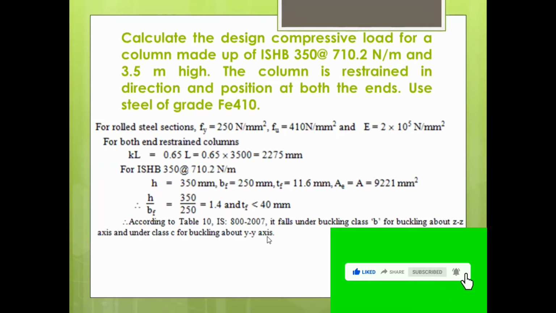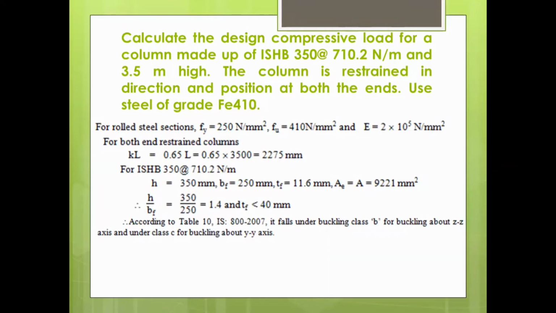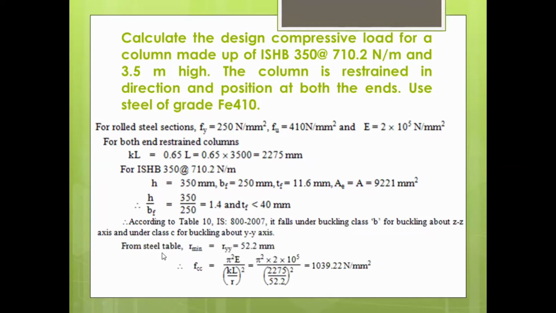So there are two categories we are getting. One is class B, another is class C. So exactly which class is to be considered? From the steel table, now you find out the radius of gyration. It will be r minimum. There will be two radii of gyration given in the steel table. One will be RXX, another will be RYY. Out of these two, you consider the minimum value. Usually RYY is minimum. So that is 52.2 mm.